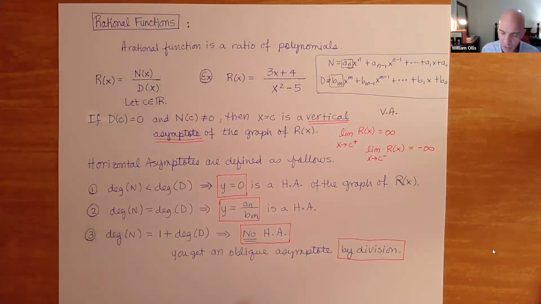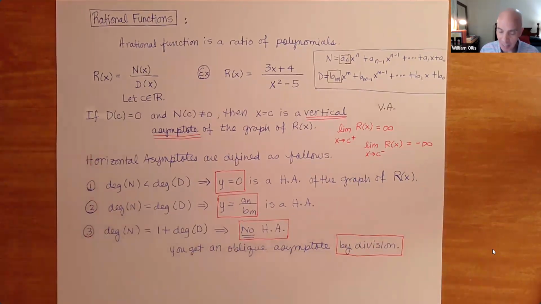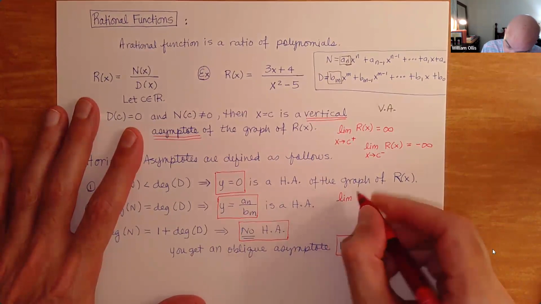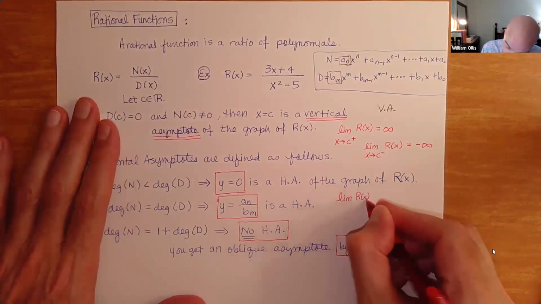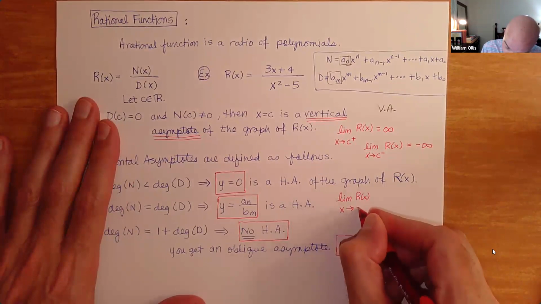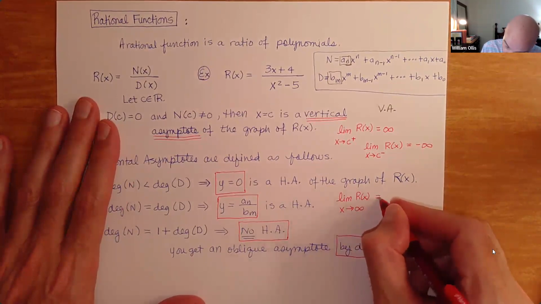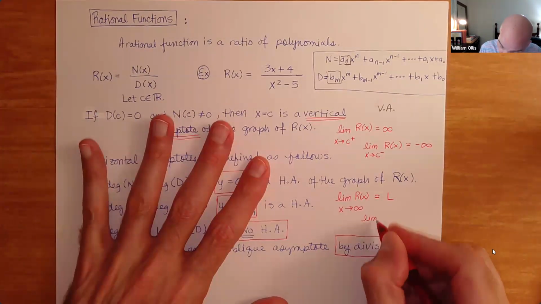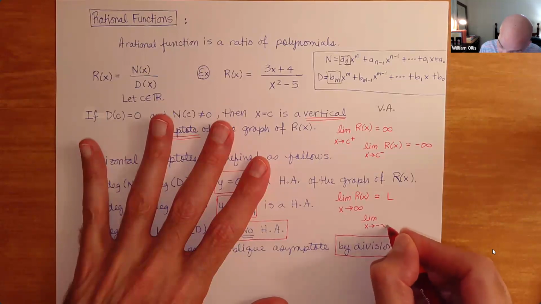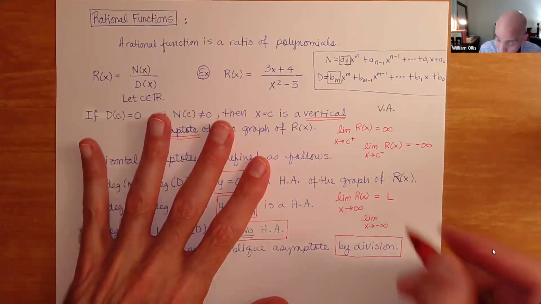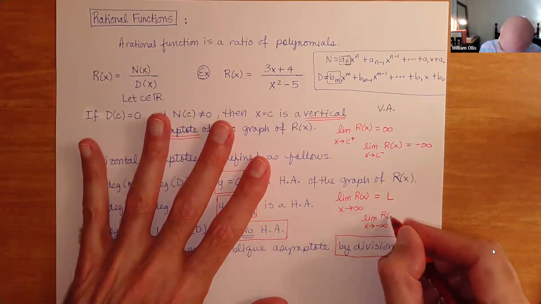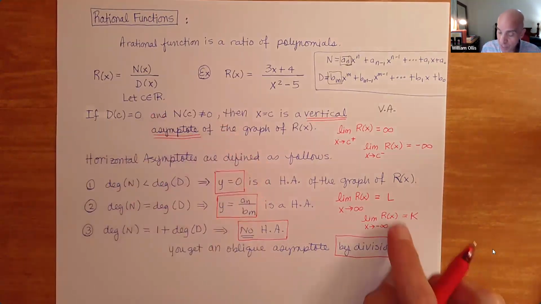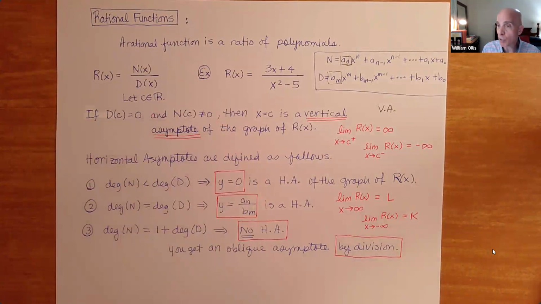And with the horizontal asymptote, this is what we call the limit at infinity. So for instance, we would say that the limit of r of x as x approaches infinity is some number L. And it could also be the case that as x approaches negative infinity, we get the same number or a different number, so we could say equals k. Usually in our cases, we will have the same number being repeated, but it's certainly not required.